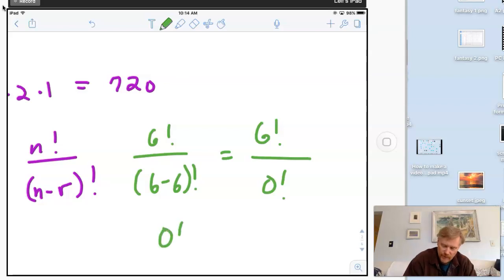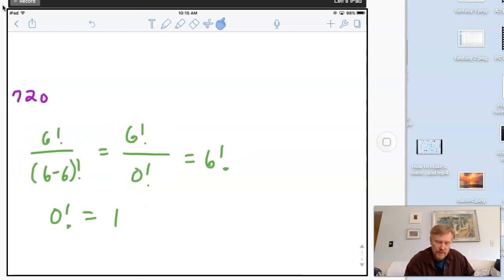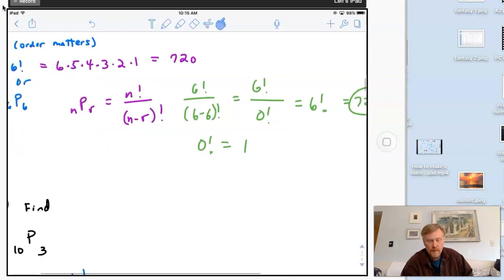Zero factorial, I forgot to put that on there, is 1, all right? It goes against what you'd think. You'd think it would be 0, but it's actually 1, which means this is 6 factorial over 1, which is just 6 factorial, okay? So that would turn out also to be 720. Either way, that's what you get for an answer, okay?